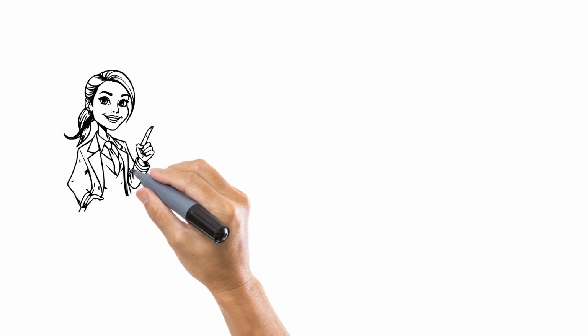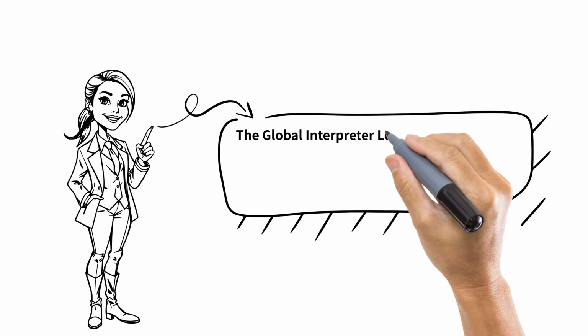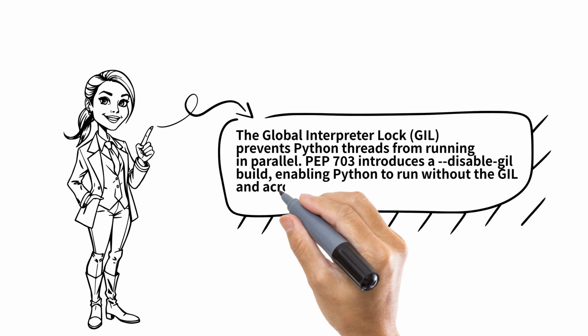PEP 703 proposes making the GIL optional. With the new free-threaded build, threads can finally run across multiple cores.